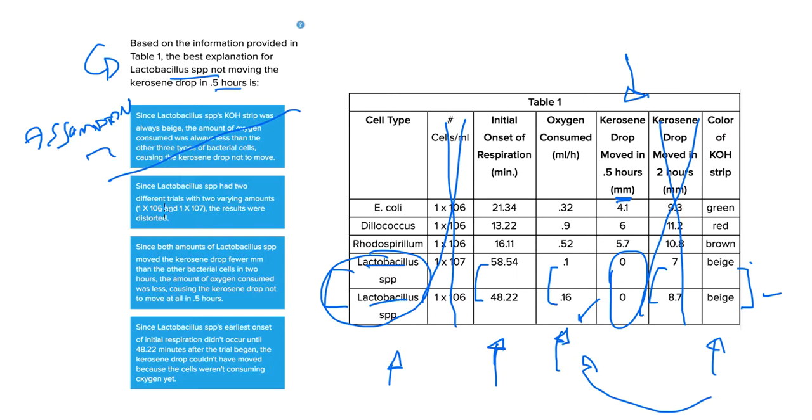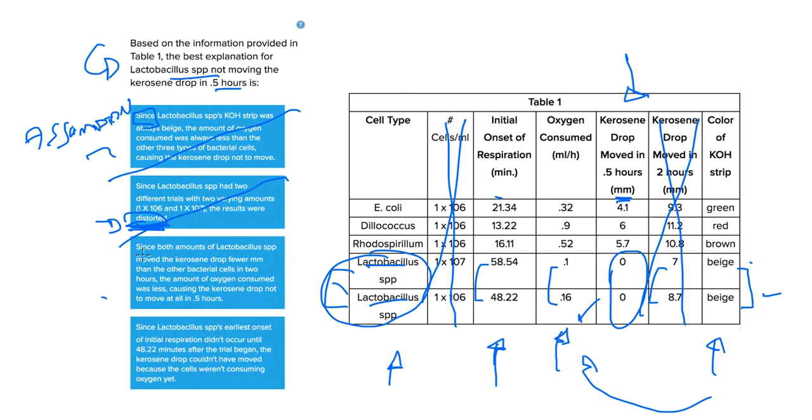Since Lactobacillus spp had two different trials with two varying amounts, the results were distorted. Well, not necessarily. In fact, it seems that it was really good that we tried it with different amounts because the results are slightly different. Slightly, but even then, if we're looking for distortion, they're also in line with each other. They're very similar, even though they're slightly different. So the results aren't distorted at all. We just basically had an extra trial, not a big deal. So remember, the distortion was a big one here. For the previous one, it was the word since, which means that because it's beige, it causes the oxygen to be consumed. Very literal. That doesn't make sense.